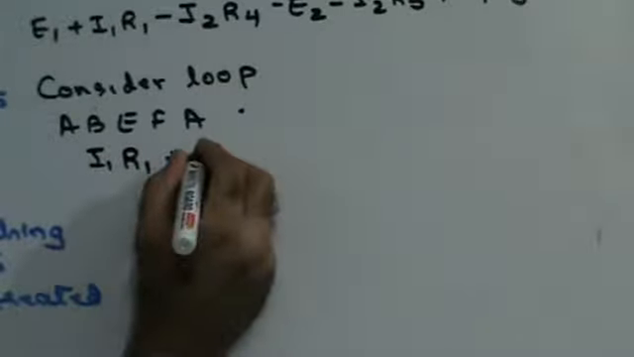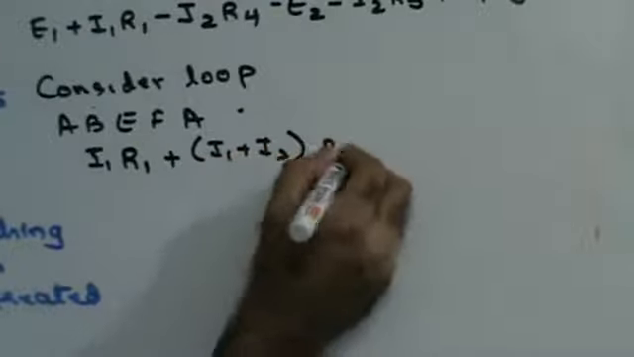Now, from here I'm going to be moving from B to E. If I'm moving from B to E, the current is entering the node at B. That means the current is going to be treated as positive. The current here is I1 plus I2. Resistance is R2.